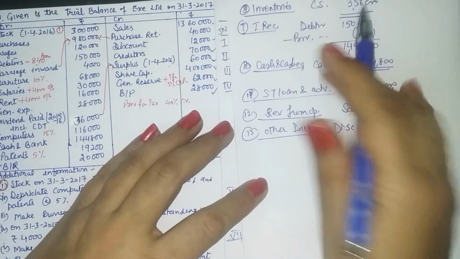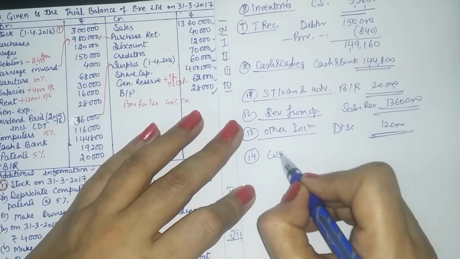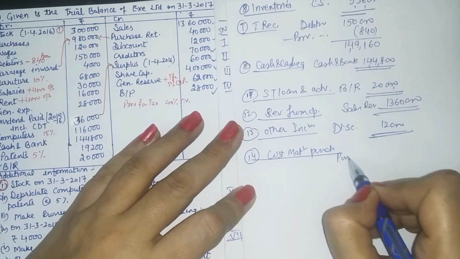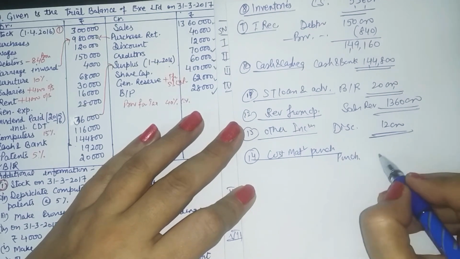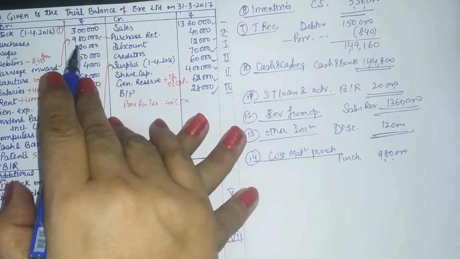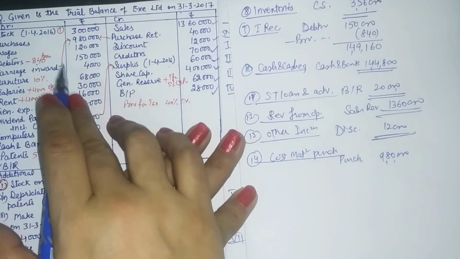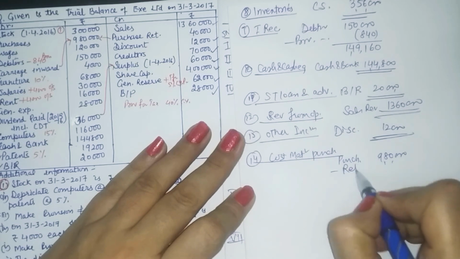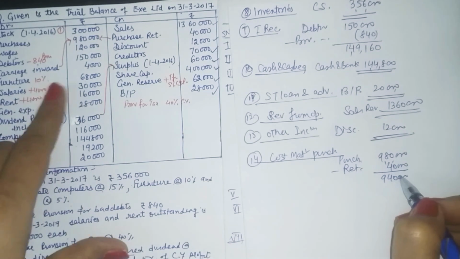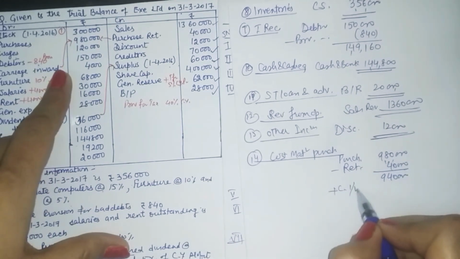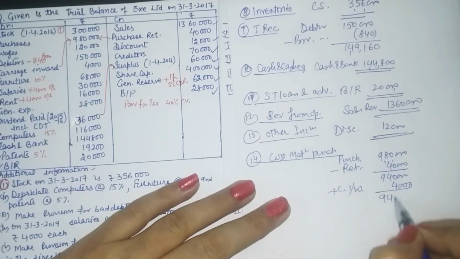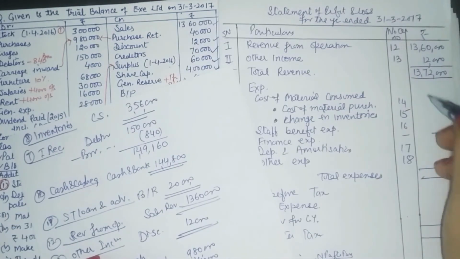Now, cost of materials purchased. Cost of materials purchased implies purchases plus the amount that you pay to bring them into the business. So 9,80,000 was your purchase. Then you have two adjustments. Purchase return 40,000, that gives you 9,40,000. Then another adjustment is carriage inward. This is the expense that you paid to bring it into the business. So 9,44,000 is your cost of materials purchased.